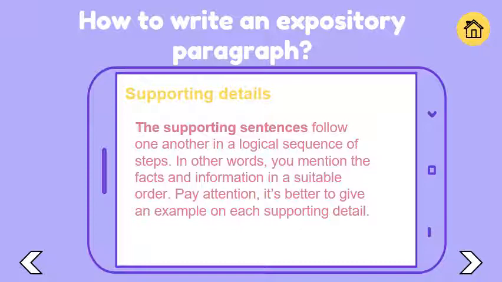Pay attention, it's better to give an example on each supporting detail. Okay? So in the supporting details, I have to mention the facts, the reasons, the directions, okay, in the correct order, and it's better to give an example on every supporting detail.